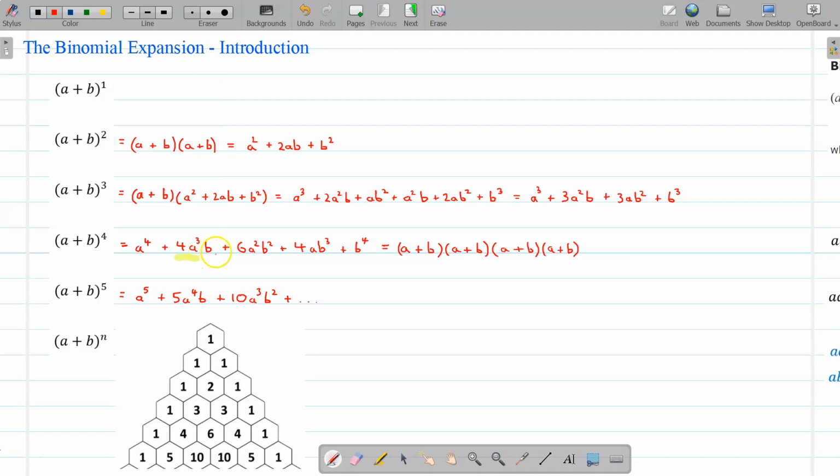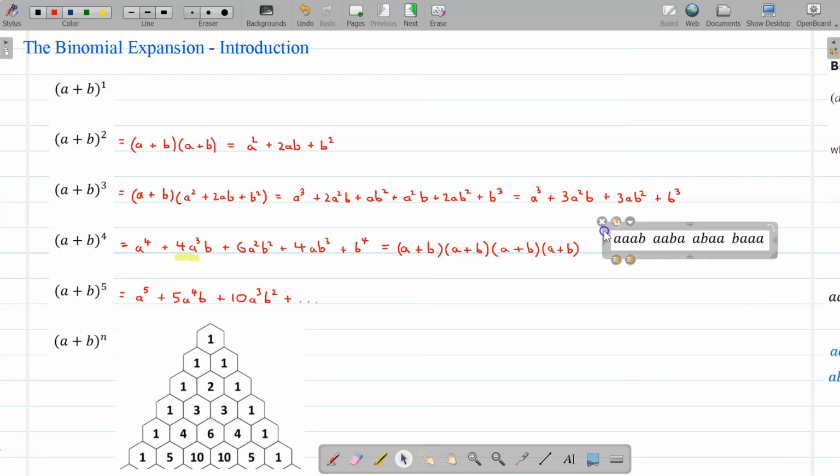Because it doesn't matter what order you multiply things together, you get the same answer. So how many ways are there of me getting 3 a's and a b from these 4 brackets? Well, I could have an a from there, an a from there, an a from there, and a b from here. That's one way. I can have an a from there, an a from there, a b from there, and an a from there. That's another way. And in total, there are 4 ways of this happening.